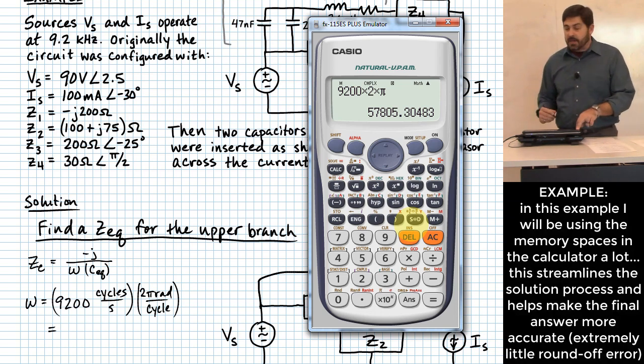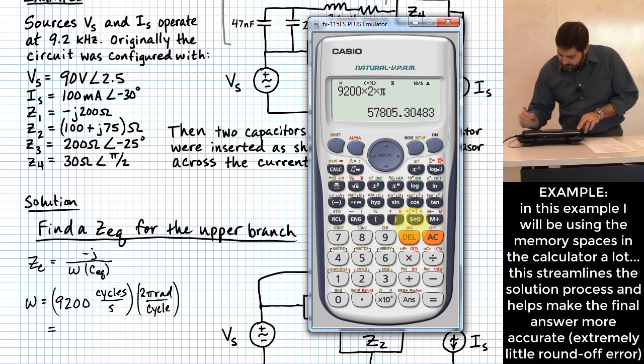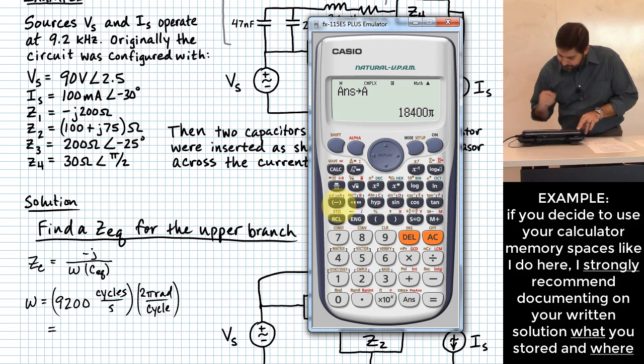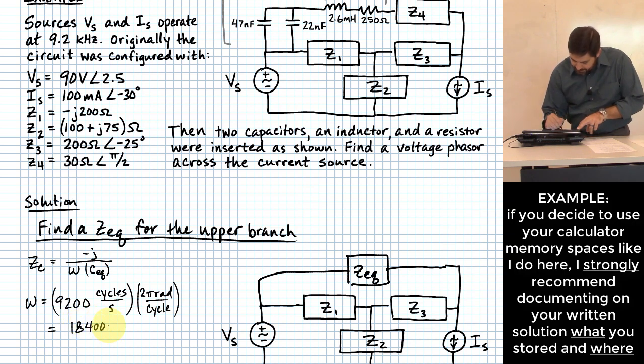57,805.3. And because I'm trying to show you some neat stuff in this calculator, I'm going to be using my memory spaces in this calculator a lot. This does two things. It makes your calculations a little bit easier, but it also helps you get a more accurate final solution, because you're essentially carrying all of the precision that the calculator can store from step to step, okay? So let me just store this into my A variable. Now that I have that in the A variable, which by the way, I'll express this way, 18,400 pi, this is in radians per second. But I'm going to mention here that I just stored that into variable A.